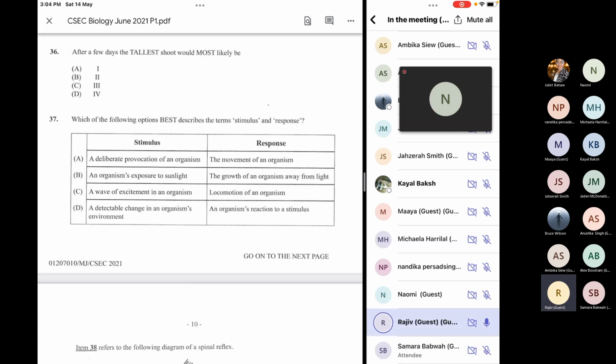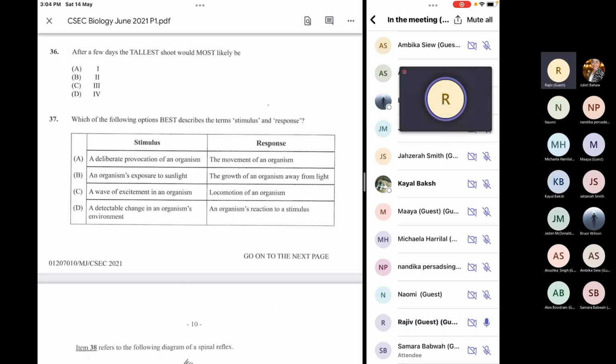Which of the following best describes the term stimulus and response? For this, I had the stimulus would be the detectable change in the environment and the organism's reaction to the stimulus. Yes, D is correct.